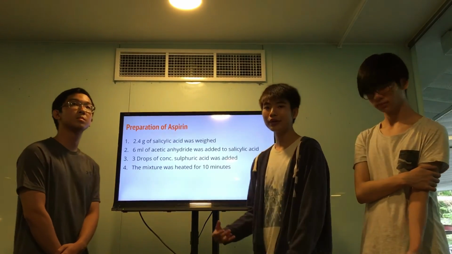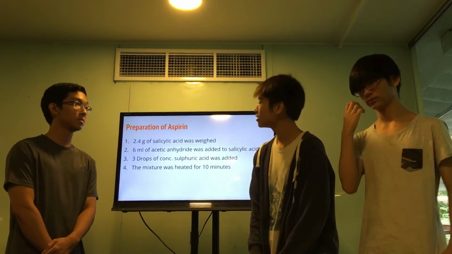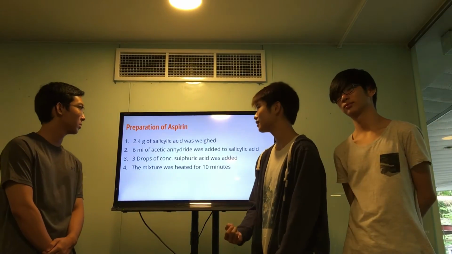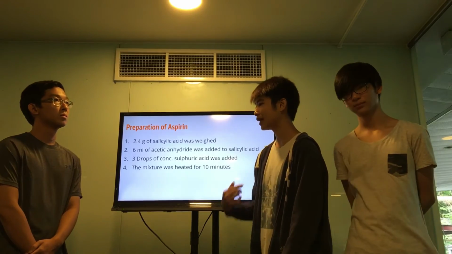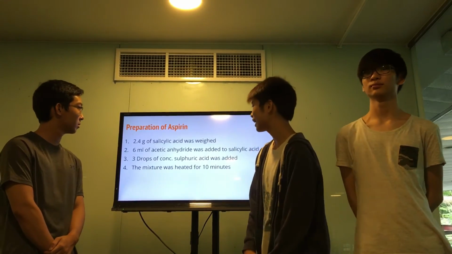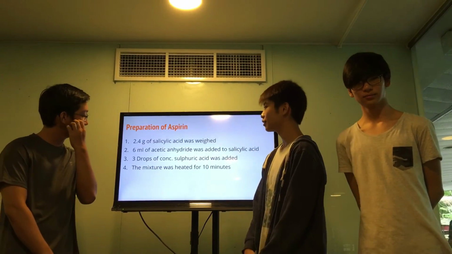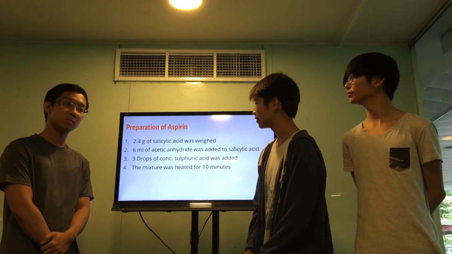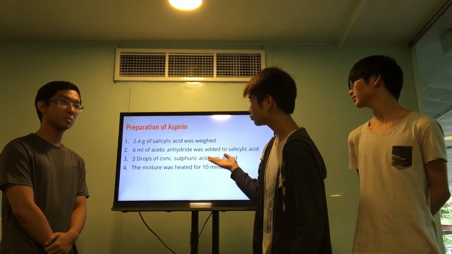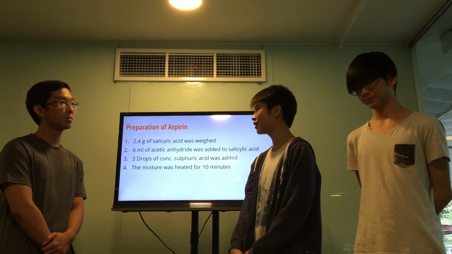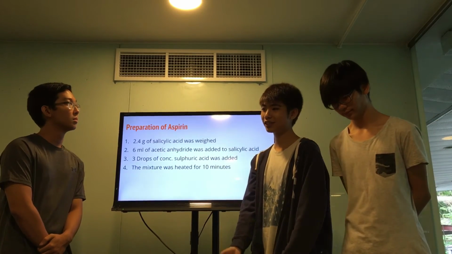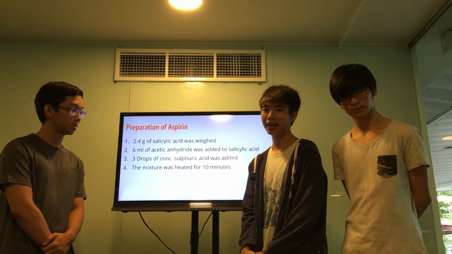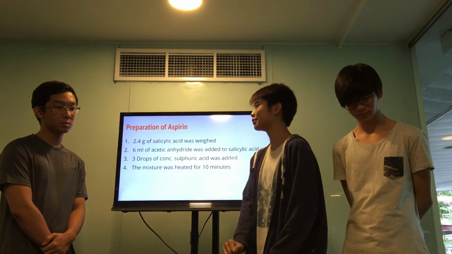So how did we prepare aspirin in this experiment? The first step that we did was to weigh 2.4 grams of salicylic acid, and then we added 6 ml of acetic anhydride to the salicylic acid. Just now I was talking about percentage yield. In step 2, where we use 6 ml of acetic anhydride, we used a dropper to measure the 6 ml and make sure that we were very accurate, to get as high a percentage yield as possible.